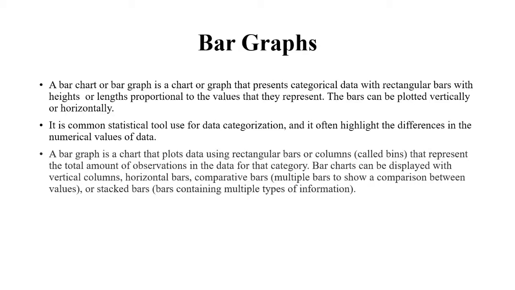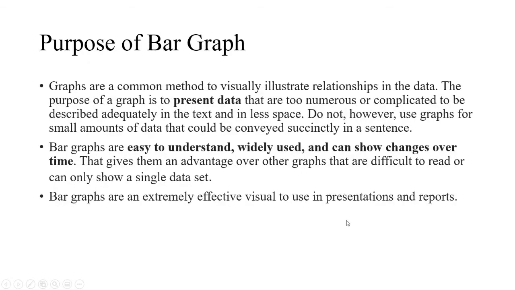A bar graph is a chart that plots data using rectangular bars or columns called bins that represent the total amount of observations in the data for that category. Bar charts can be displayed with vertical columns, horizontal bars, comparative bars, and stacked bars. The purpose of a bar graph is to give a visual representation to the data, and differences between categories become easy to understand through it. Graphs are a common method to visually illustrate relationships in the data.